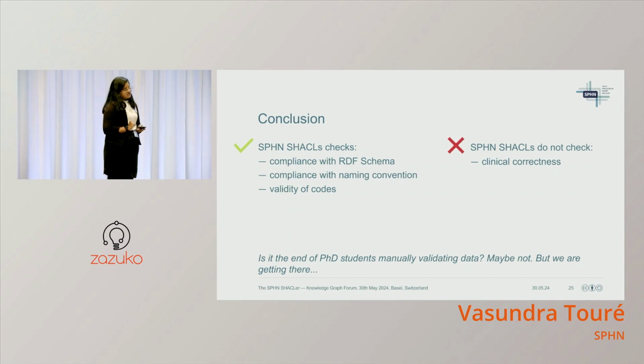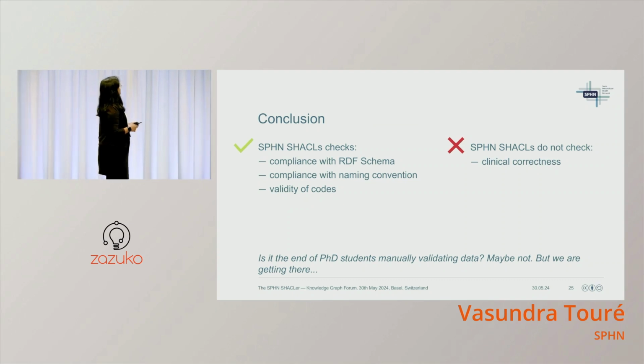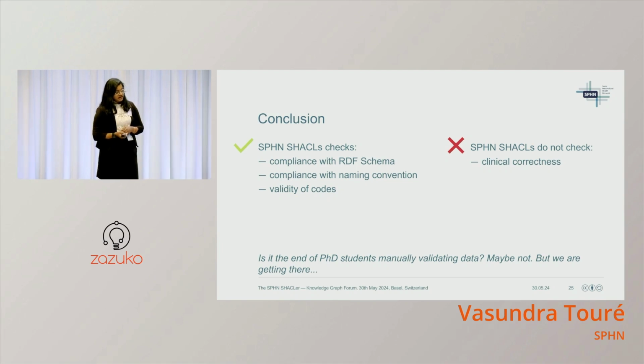Yes. With that, I come to the conclusion that in SPHN we have implemented some SHACL checks to check that the data is compliant with the SPHN or the project RDF schema. We check the compliance with naming conventions and the validity of codes that are being used from external terminologies. But what we do not do yet, maybe we will think about it, is check clinical correctness. And currently this is left up to the project to do so.